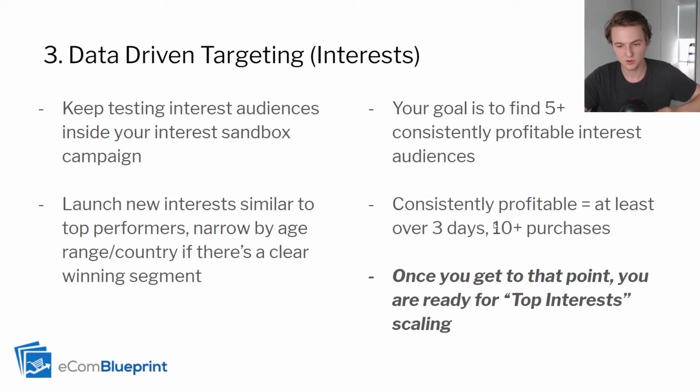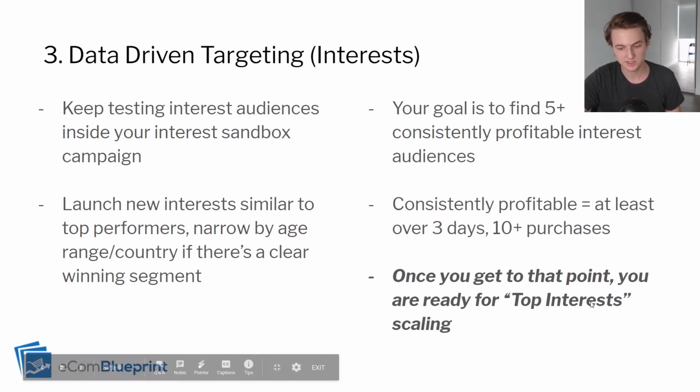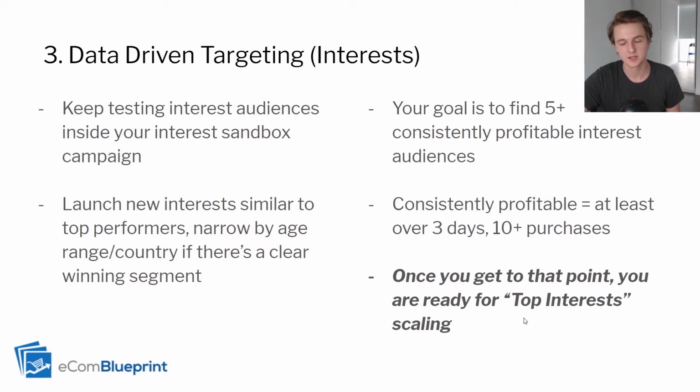So until you get to this point where you have 5 or more consistently profitable interest audiences, I wouldn't try to actually scale this vertically. In other words, increase the campaign budget. Instead, I would just try to keep finding similar audiences that you can target until you have at least 5 consistently profitable interest audiences. Once you get to that point, you're ready for the top interest scaling method that I teach, and this is going to be talked about in the later lessons in this module.